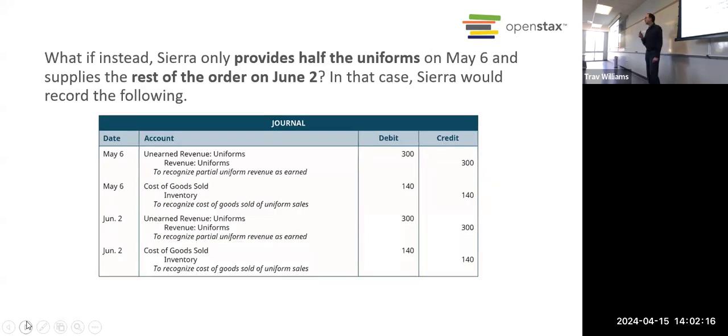Okay, what if they did not provide all of the uniforms at one time? What if they did half at one time and half another time? Well, then you just need to break it up into separate journal entries, right? So now they've got 300 of the unearned revenue that's gone away and 300 of revenue that's been earned, and half of the cost of goods sold and half of the inventory reduction. And then when they provide the rest of the uniforms, it would be another journal entry for the remaining half. Pretty simple.